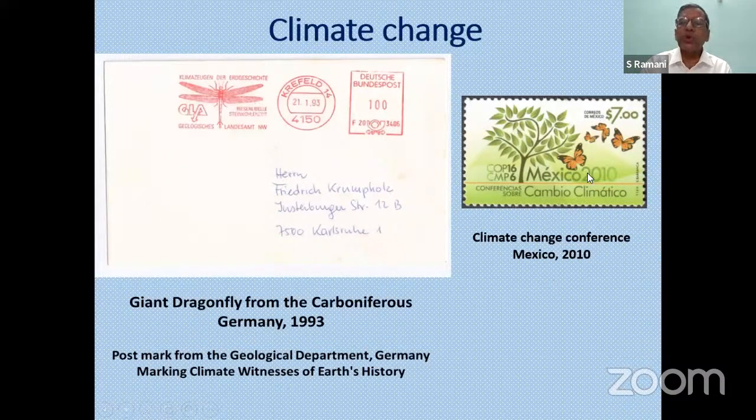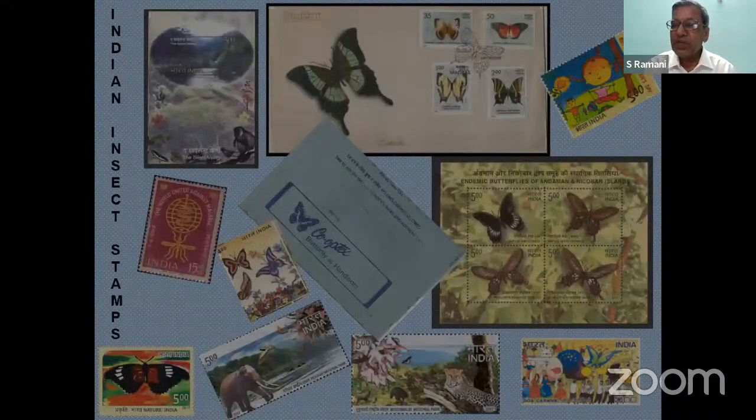Mexico also has produced stamps using the monarch butterfly. Monarch butterflies are threatened by climate change. So to show that, they have produced a stamp during the climate change conference in Mexico in 2010. I would like to end this lecture in the next 5 minutes or so.